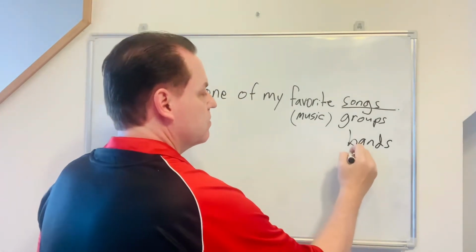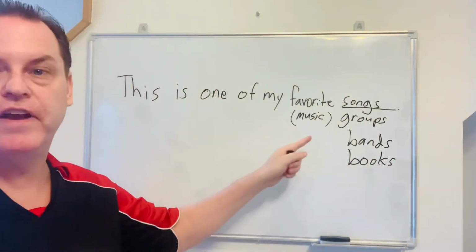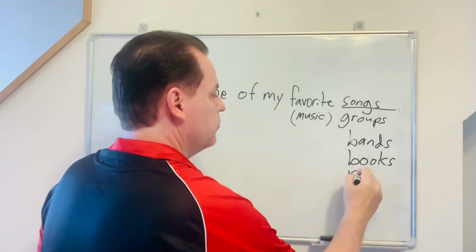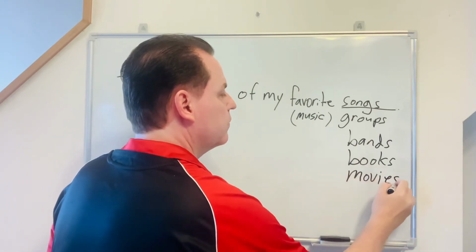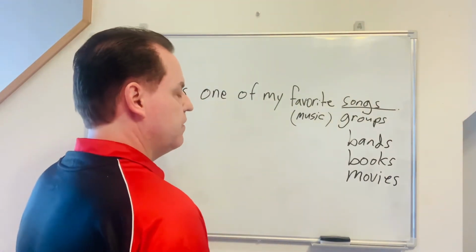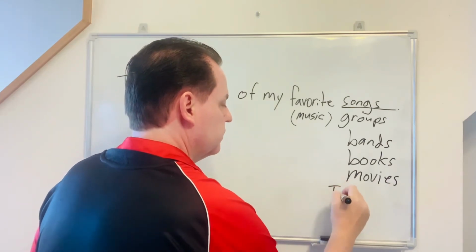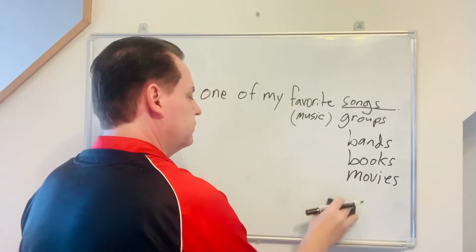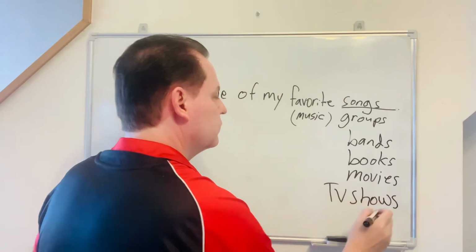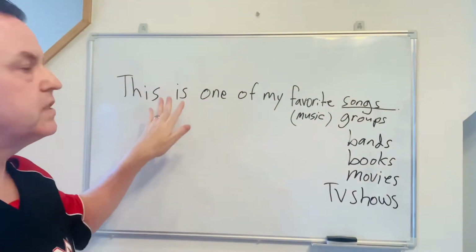This is one of my favorite books. Books. This is one of my favorite books. This is one of my favorite movies. This is one of my favorite movies. This is one of my favorite TV shows. Okay, this is one of my favorite TV shows. So this is one of my favorite.